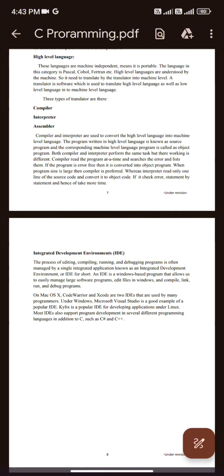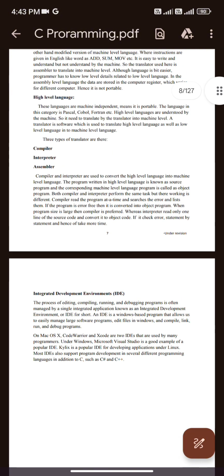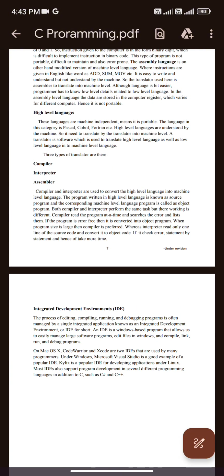There are three types of translators we use. The first one is compiler, the second one is interpreter, and the third one is assembler. Compiler is used to convert the high level language into machine language, and interpreter is also used to convert the high level language to machine language. Both do the same work, but the difference is that the compiler converts the high level language to machine language in one step, but the interpreter converts high level language to machine language line by line. That is the only difference between compiler and interpreter.